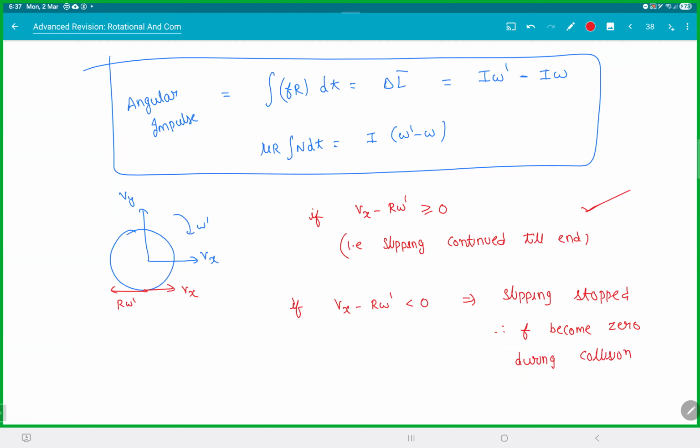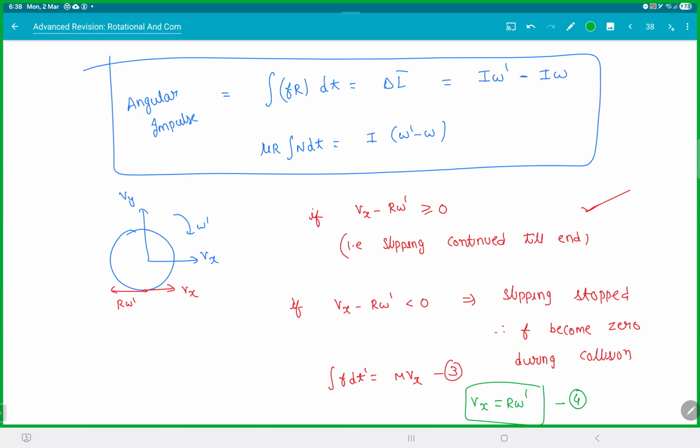So then what? That means now the equation becomes integral f dt dash is equal to mvx. This would be your equation 3. Unfortunately, we can't solve this, but you don't need to solve. You got a new equation. What is the new equation? Vx became equal to r omega dash. Right? If the slipping stopped, it means what? Vx became equal to r omega dash. Make sense? So this would be your new equation.